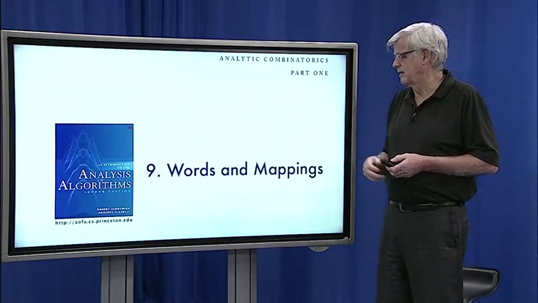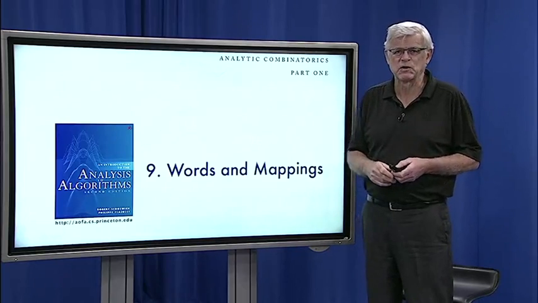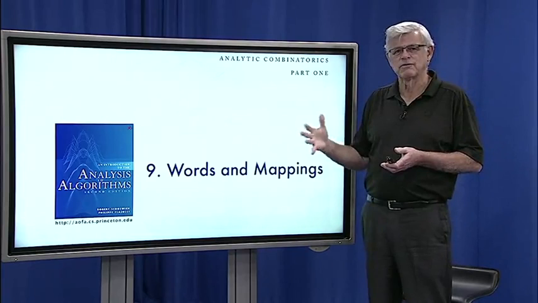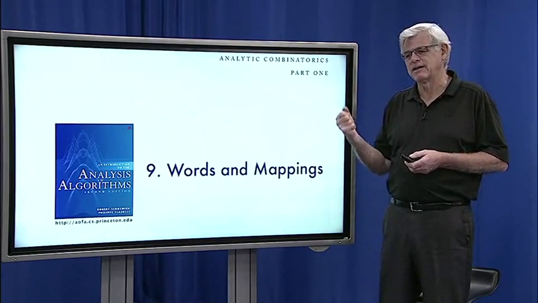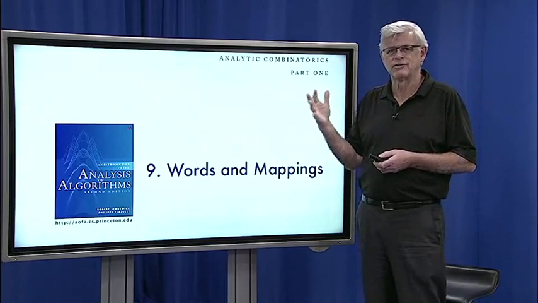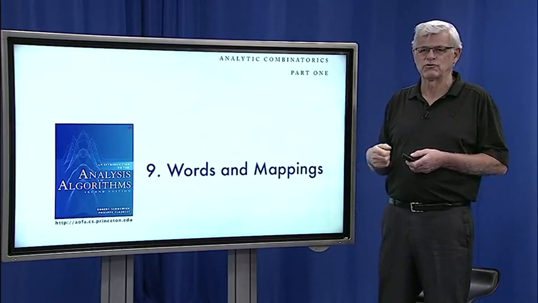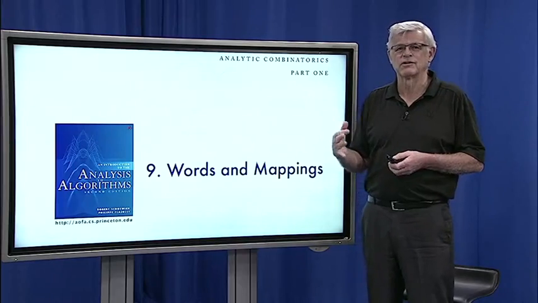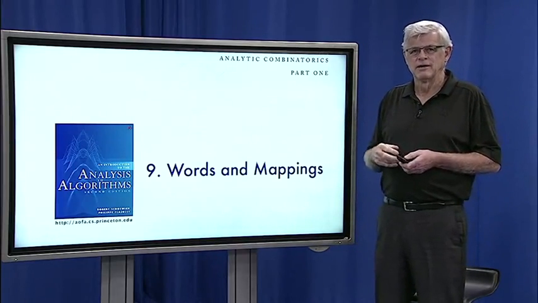That's the end of Analytic Combinatorics Part 1. We've done a pretty full survey of basic techniques, introduced analytic combinatorics, and shown how it applies to the study of basic combinatorial structures like trees, permutations, strings, words, and mappings.